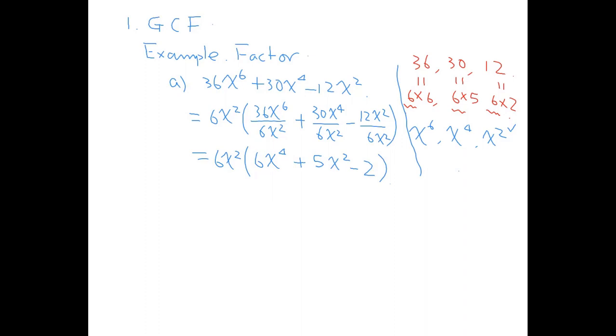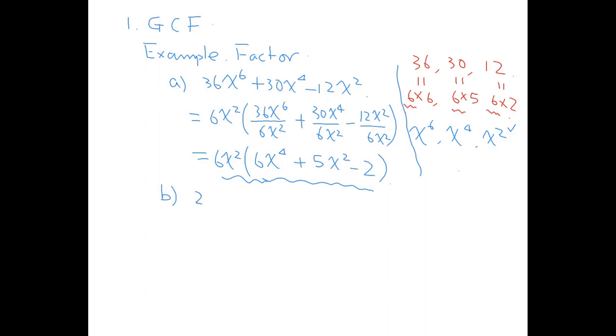And of course, then we need to check if we can factor the inside. In the last example in this video, you will see this is not factorable. So here we just factor out the greatest common factor. So we got 6x squared times parentheses 6x to the 4th plus 5x squared minus 2. And this is the first one. So we find the greatest common factor and factor that out.